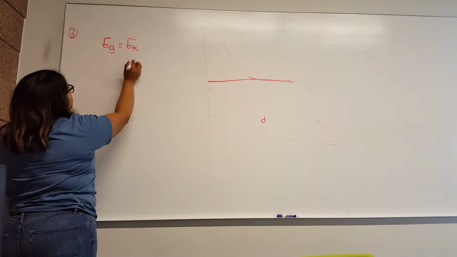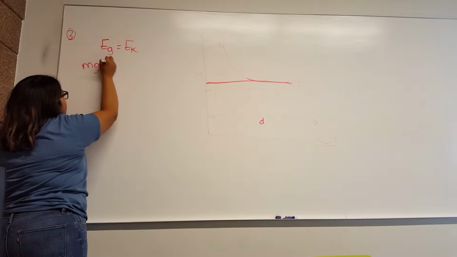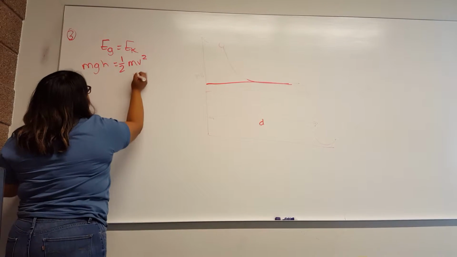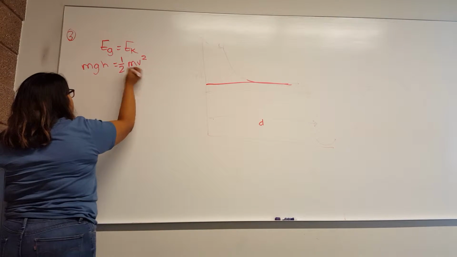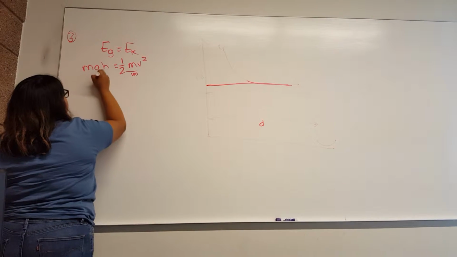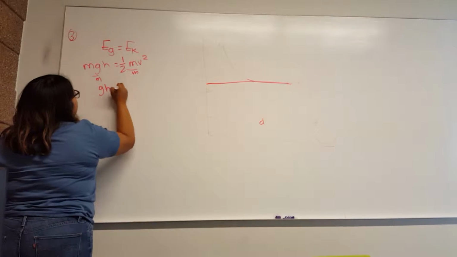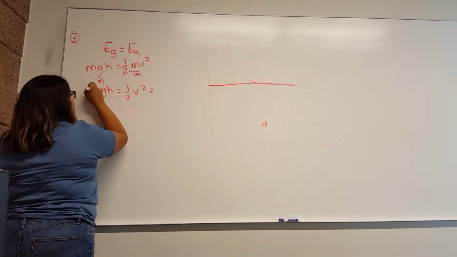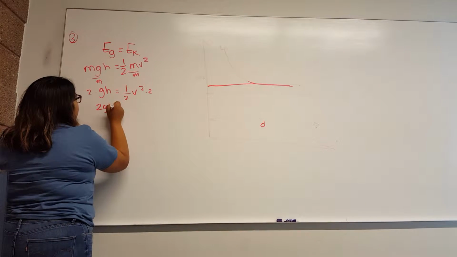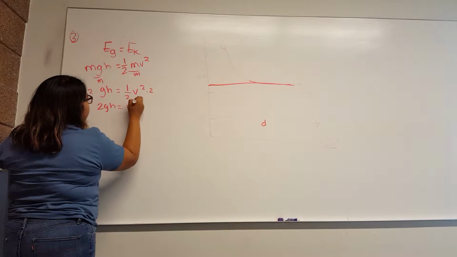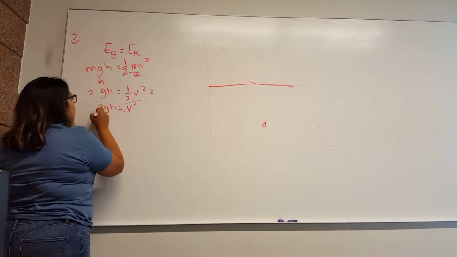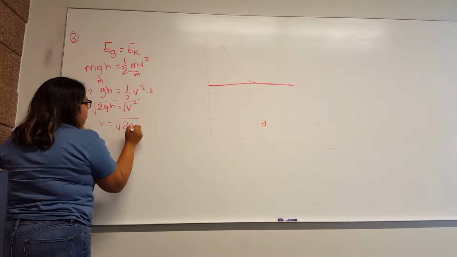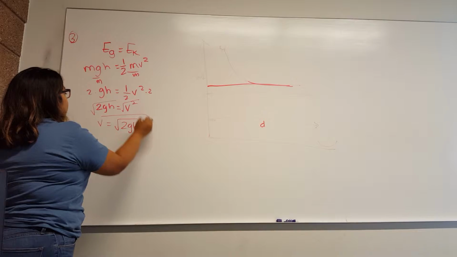Now we just can plug in the formulas. EG is mgh equals, and then EK is 1/2 mv squared. From here we're just going to solve. So I first divide by m to get rid of it. So gh equals 1/2 v squared, then multiply by 2 to get rid of that 1/2. So we get v squared. Then we just take the square root to get v by itself. So v equals the square root of 2gh. That is our final answer.